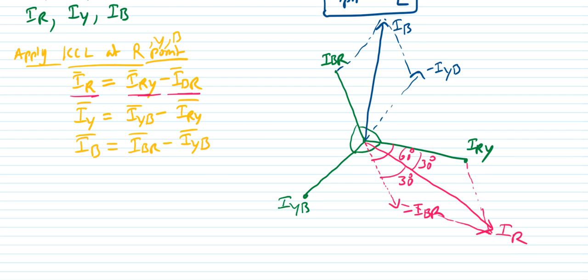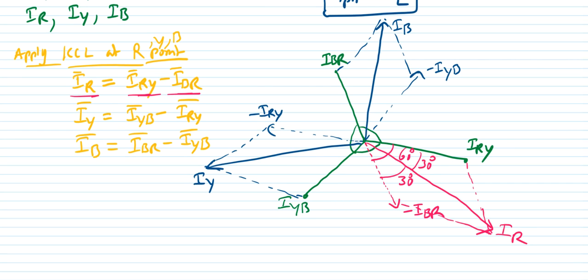Similarly if you do this one, then you are getting minus IRY, and if you draw these two, this is going to give me the line current here, that is IY, isn't it? So this is how you are able to understand the phasor diagram of this circuit.